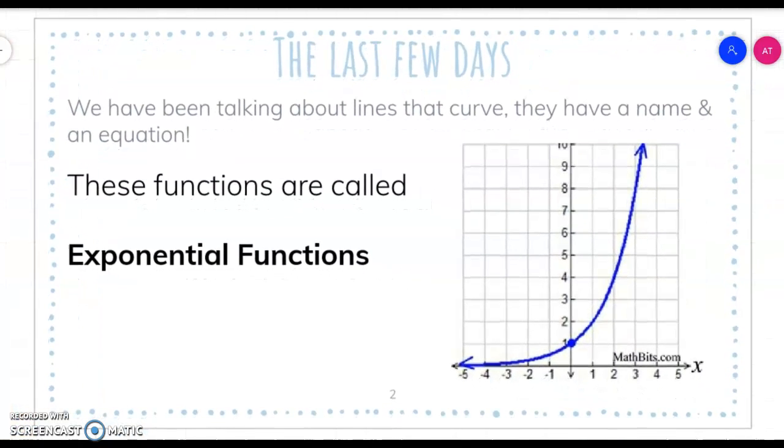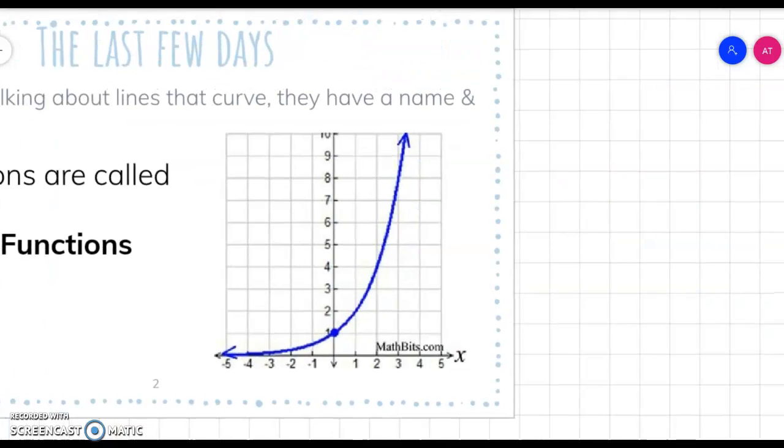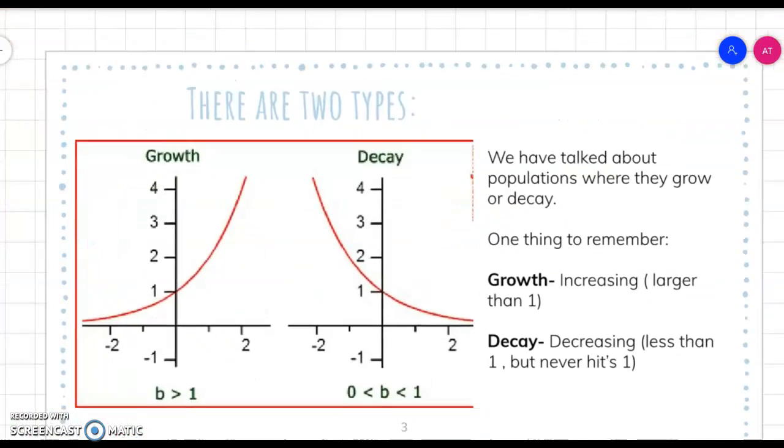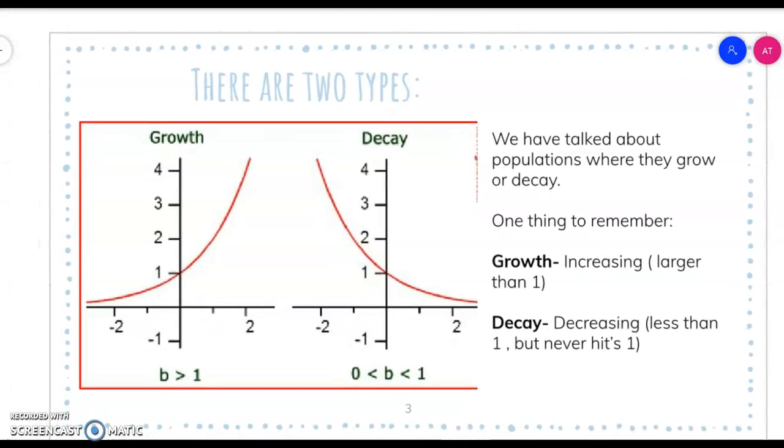In the last few days we've been talking about lines that curve. They have a name and an equation. These graphs are called exponential functions because, 1, they curve, 2, there's no constant slope that's increasing or decreasing, and there's different types of them. There are 2 types: we have a growth and a decay version.